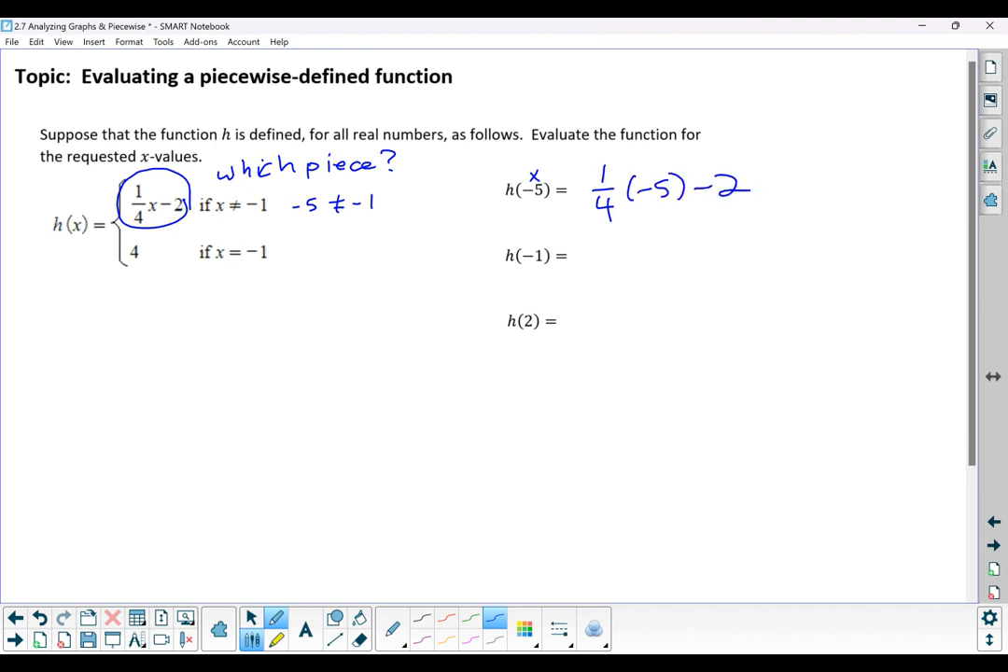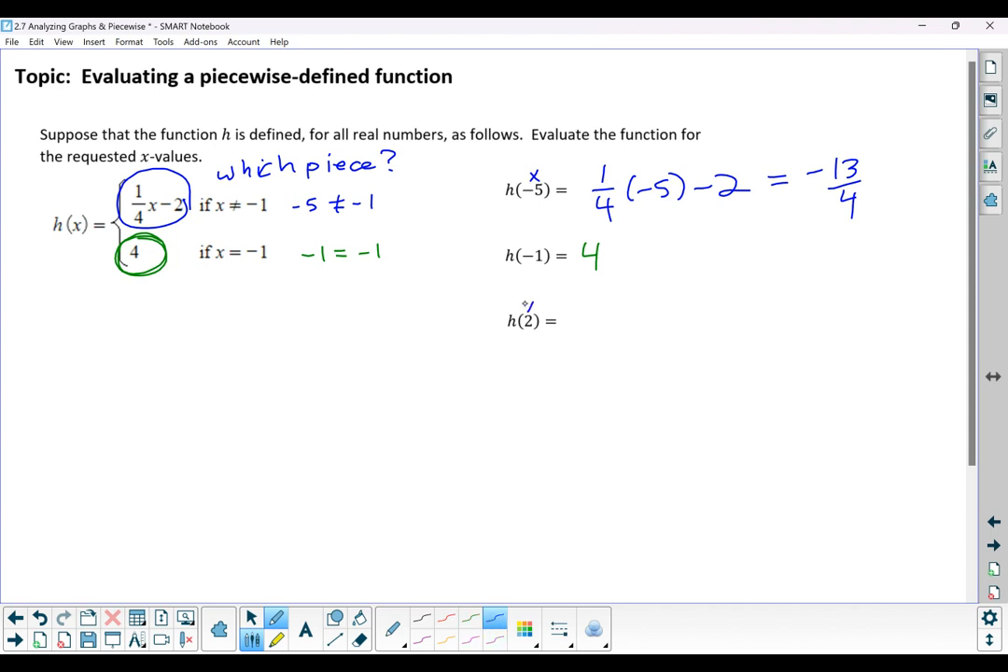And you'll want to use your calculator. I mean, you can do it in your head, I guess, if you want. Definitely this is a fraction answer, and you do want to leave it in fraction form. That answer is negative 13/4, and you can use your calculator to get that. Our second is h of -1. Well, -1 is equal to -1, so this would be our solution, 4. There's nothing I need to do there. If x is equal to -1, the h value or the y value is 4. So 4 is my answer.